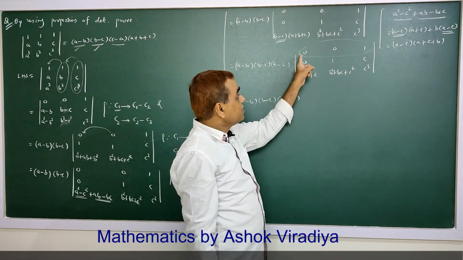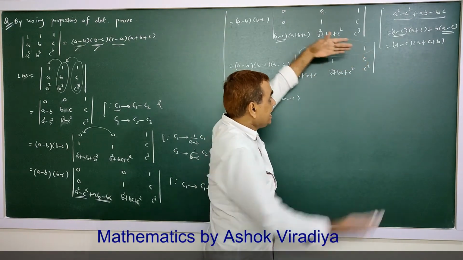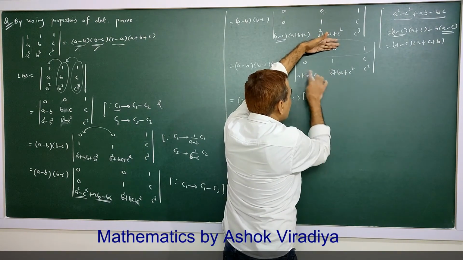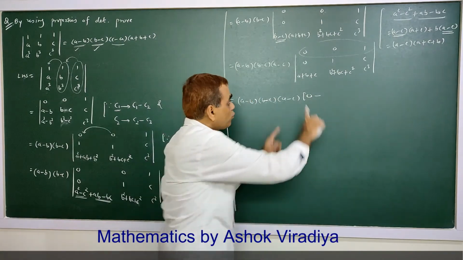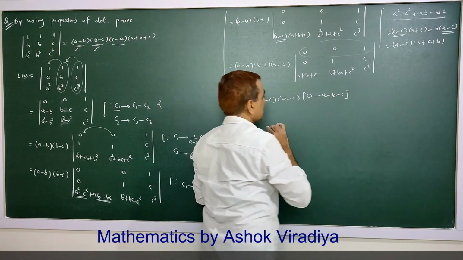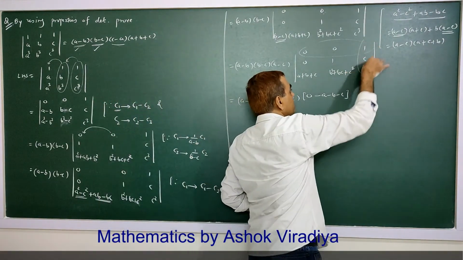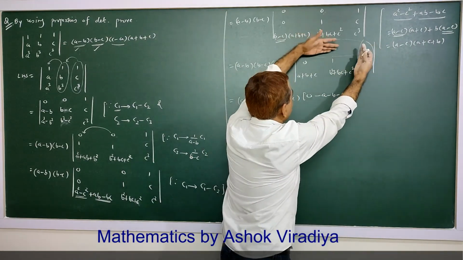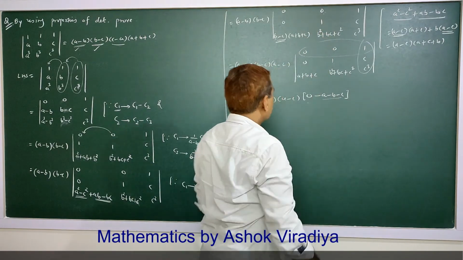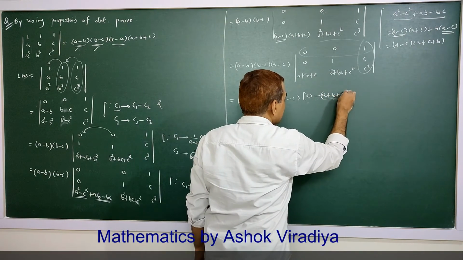Now expansion: 0 into anything is 0, 0 into anything is 0, 1 into the product of these two numbers, that is 0, minus the product of these two numbers, that is minus a minus b minus c. This is expansion. Using the first row, 1 into the product of these two numbers 0, minus the product of these two numbers. So here we can put minus a plus b plus c.